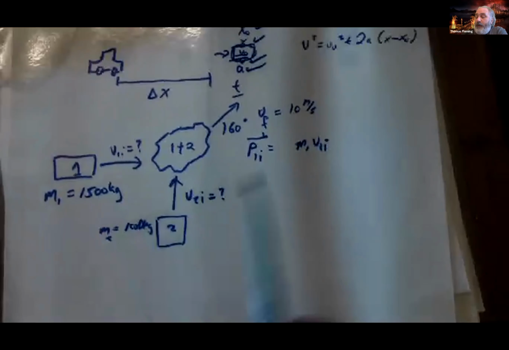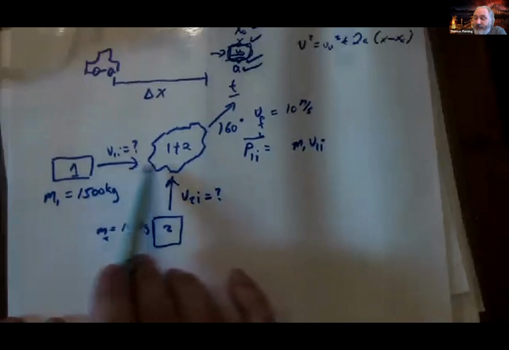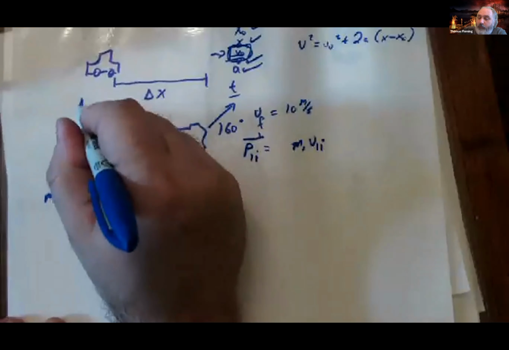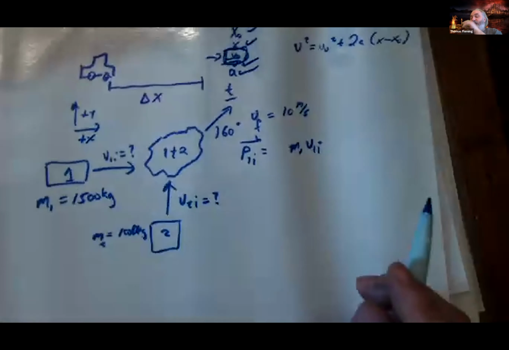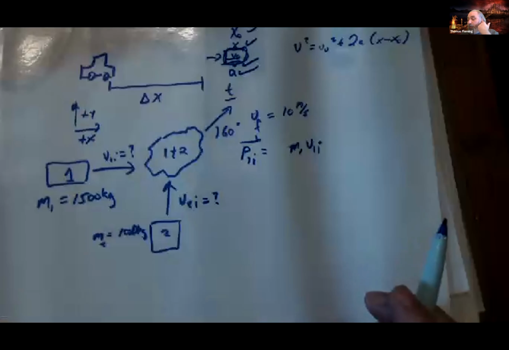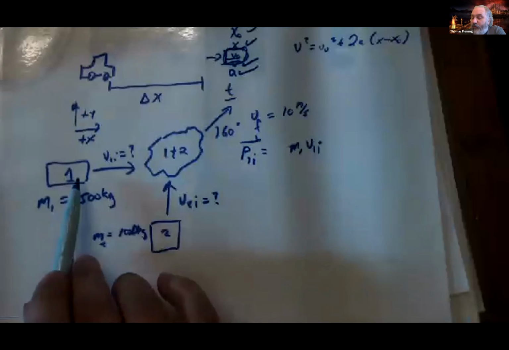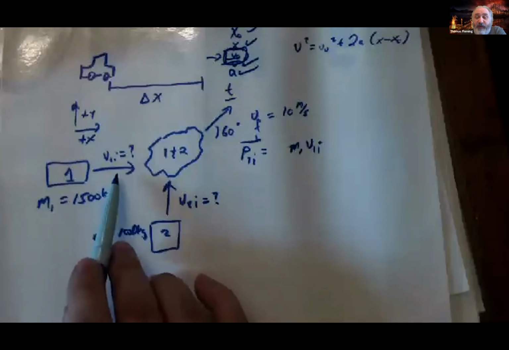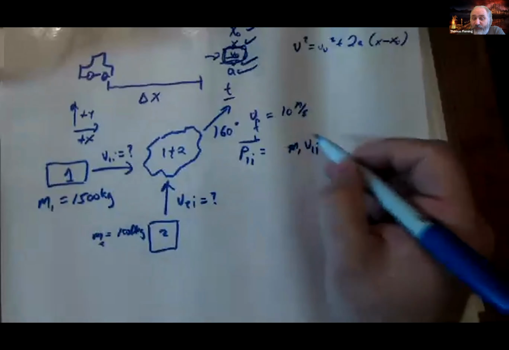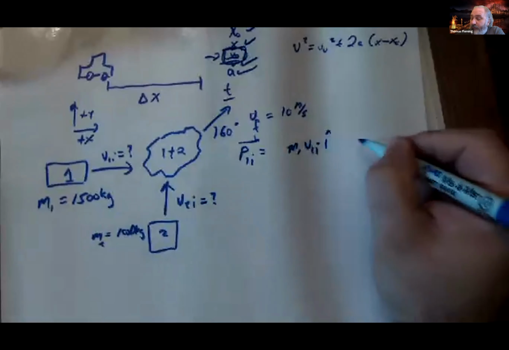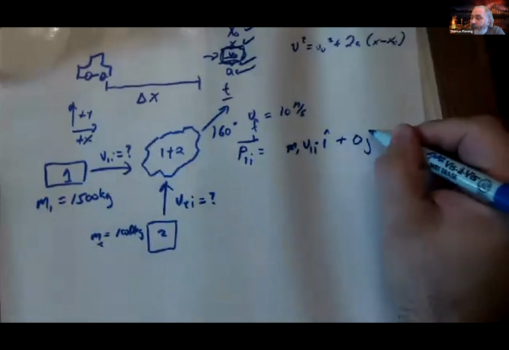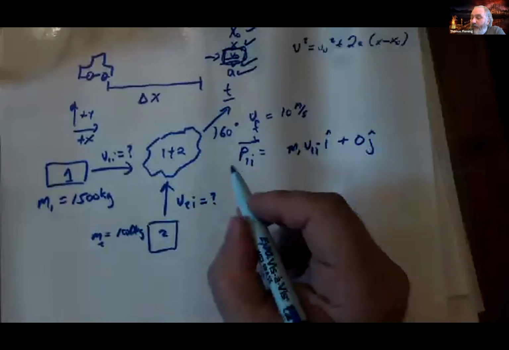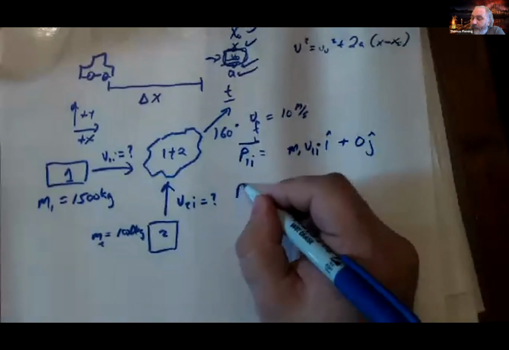That's easily enough done because this is in the x direction, and let's go ahead and choose a regular boring coordinate system where the x direction is positive to the right and the y direction is positive upward. And since this guy here is traveling sideways, not up and down, he's got to have a momentum in the x direction, but nothing in the y direction. So it'll be this, whatever that is, in the i hat direction, but 0 in the j hat direction. Piece of cake. Now, what about car number 2 before the collision?